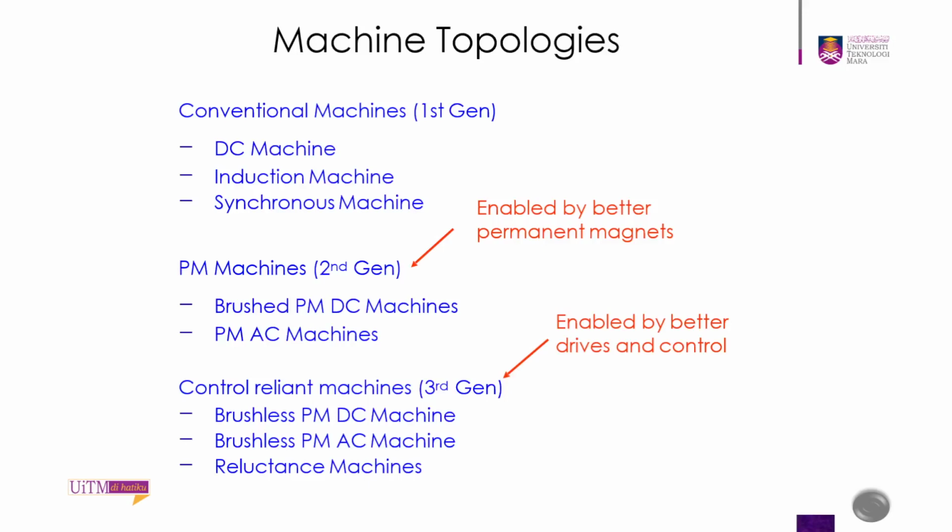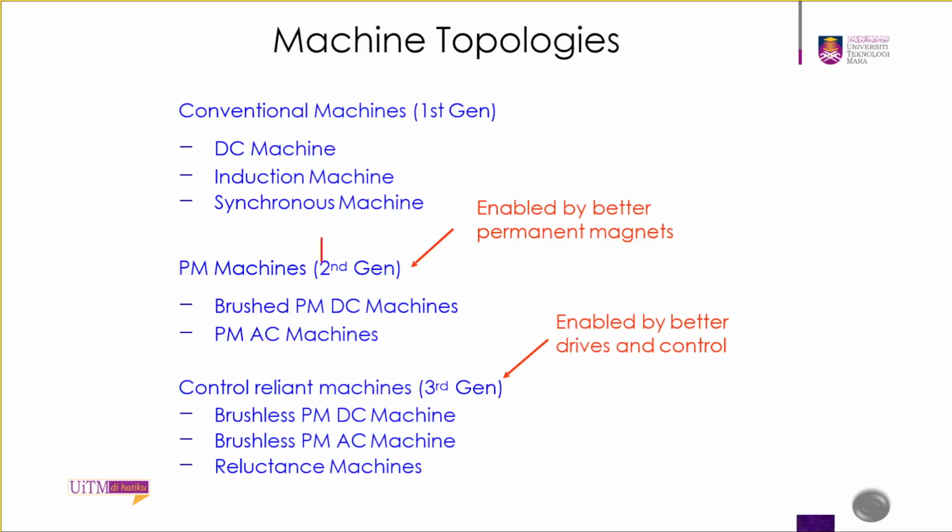When we talk about the second generation, then we have the permanent magnet. If I can write, this is permanent magnet. PM is permanent magnet machines. This is under the second generation, where we have a brush permanent magnet DC machine, as well as PM DC machines. And for the third generation, we no longer use the brush.